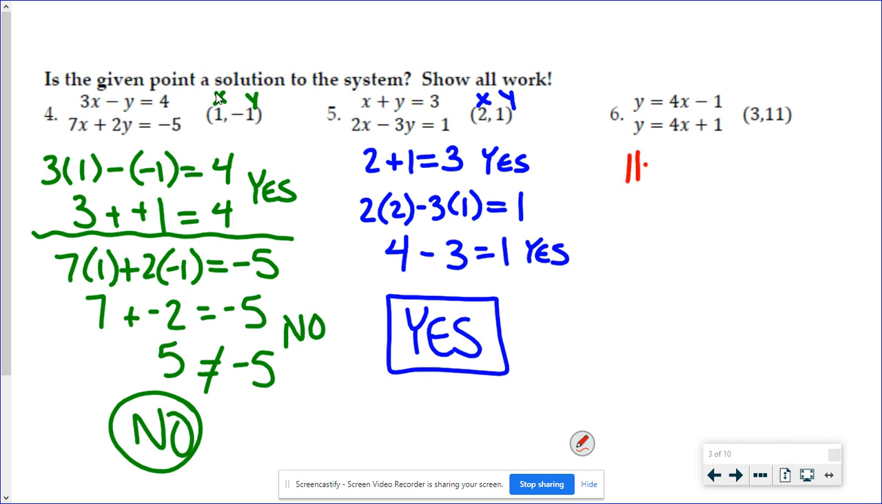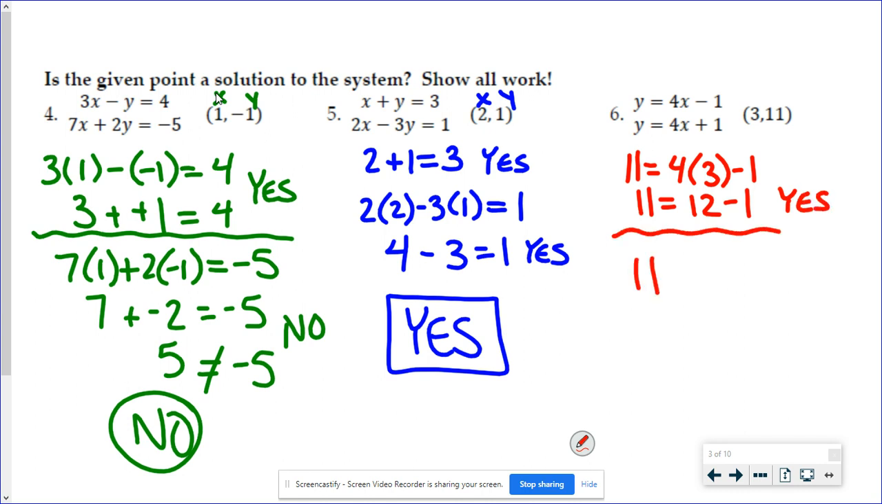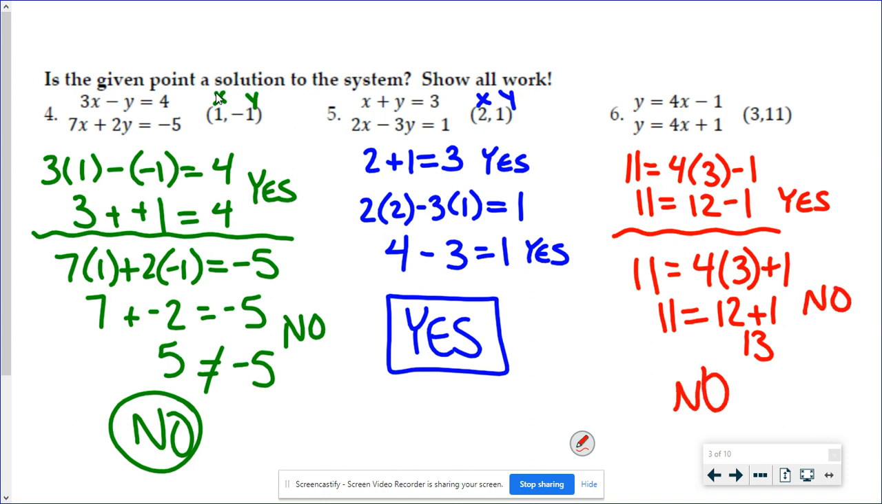Now, I will still show my substitution. I'll say 11 equals 4 times 3 minus 1. And it works for this first equation. However, when I use the second equation, 11 equals 4 times 3 plus 1, I'll get 11 equals 12 plus 1, which is 13, and that's a no. So no, I'm sorry. The only one that works was number 5.